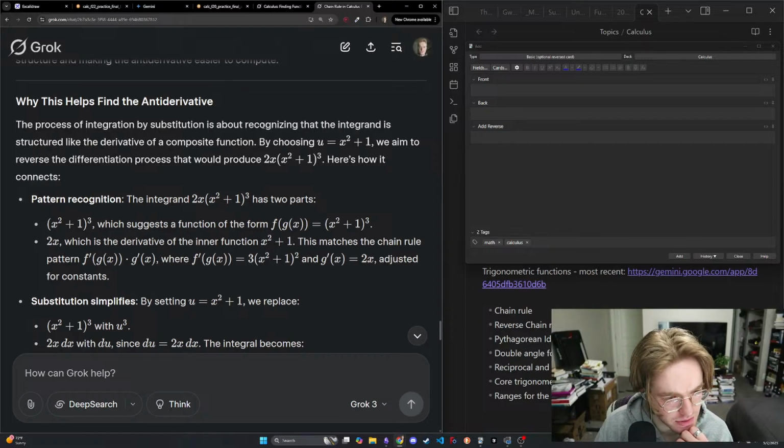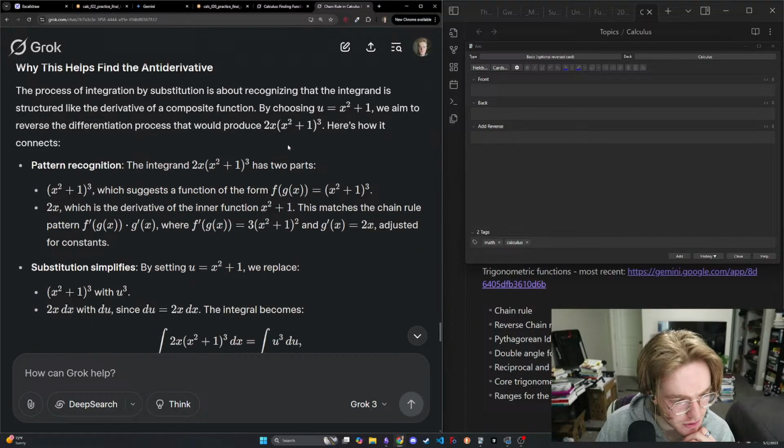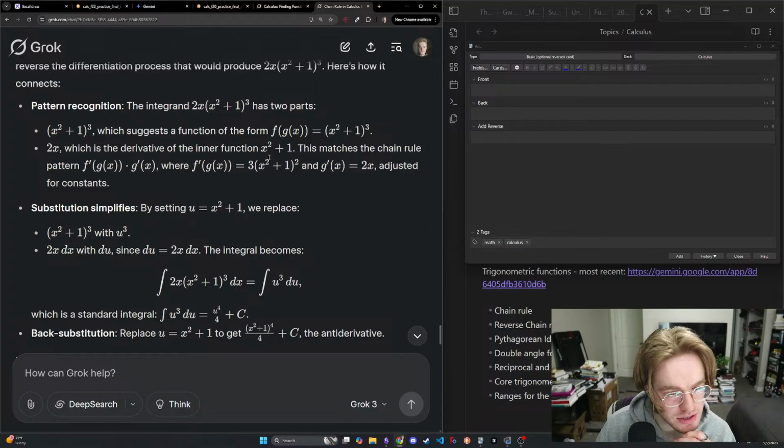The process of integration by substitution is about recognizing that the integral is structured like the derivative of a composite function. By choosing u equals x squared plus 1, we aim to reverse the differentiation process that would produce 2x (x squared plus 1) to the 3. Here's how it connects. Pattern recognition. The integrand has two parts, one of which is g prime of x, 2x, which is the derivative of the inner function.